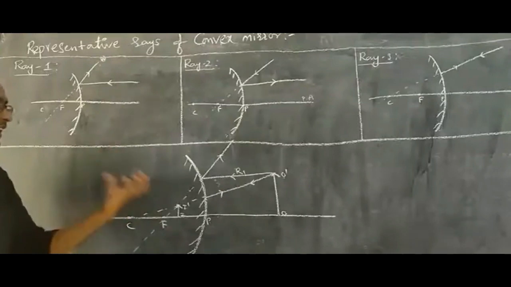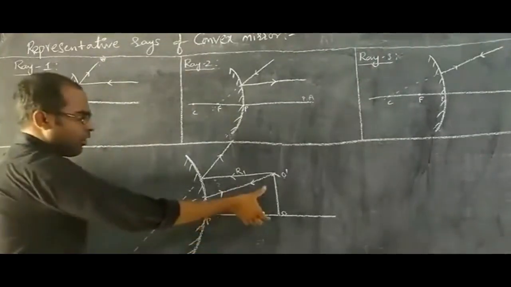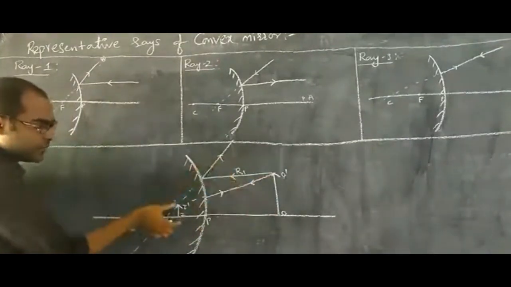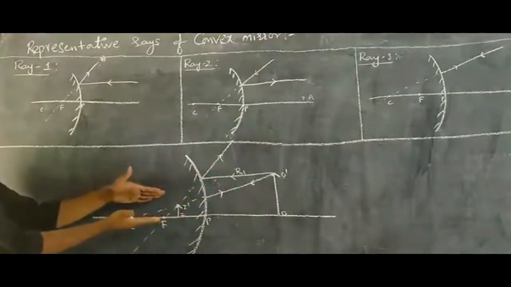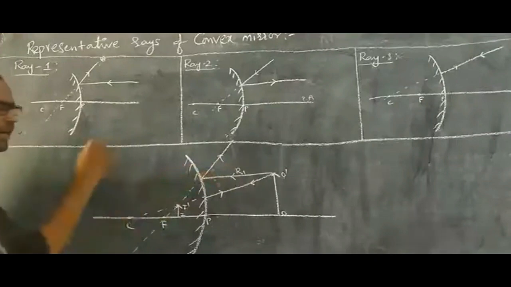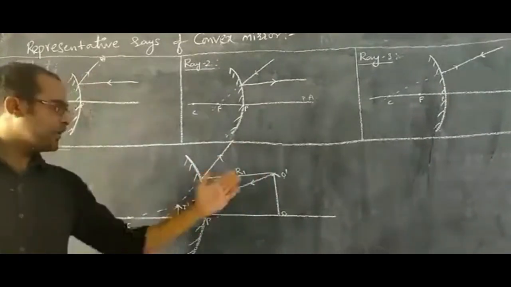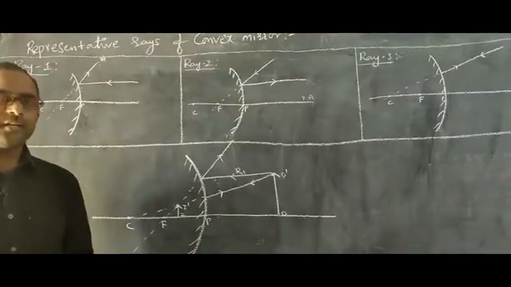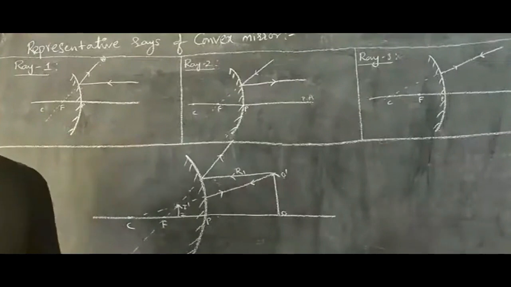And what is the nature of the image and what are the properties of the image? Here the object is like this and the image is also like this. Erect image, that means the same type of image. It is an erect image, and the image is formed inside the mirror, it is not formed on the screen, right? So the image is formed inside the mirror, that is why it is a virtual image.